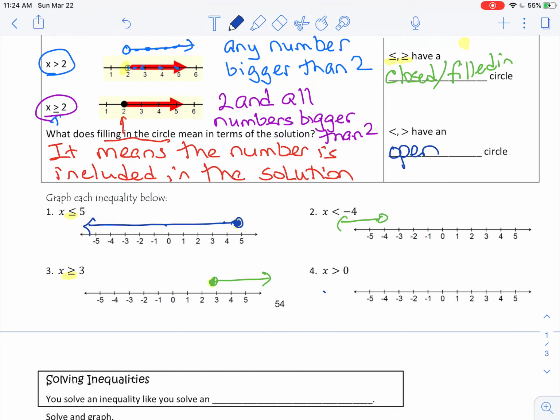Go to number 4. Same thing, start with your dot. It says x is greater than 0. X is greater than 0, so you go to the 0 and you go ahead and put your hollow dot. Does it stay hollow? Yep, it stays hollow because there's no equal sign. Now we want all the numbers that are bigger than 0, so 1, 2, 3, 4, 5, 6, 7, 8, like that.